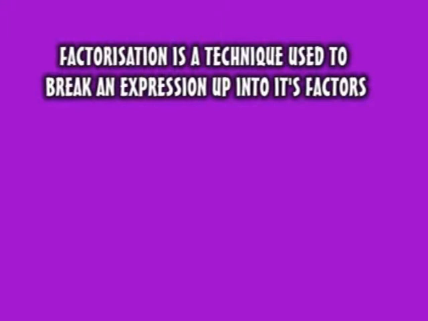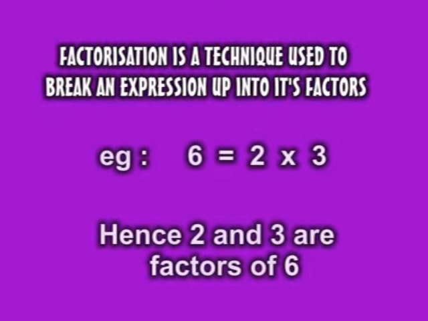Factorization is a technique used to break up an expression into its factors. For example, 6 is equal to 2 times 3. Hence, 2 and 3 are both factors of 6. Saying 6 is equal to 2 times 3 is factorization, which is the opposite of saying 2 times 3 is equal to 6, which is multiplication. Multiplication and factorization go in the opposite direction to each other.